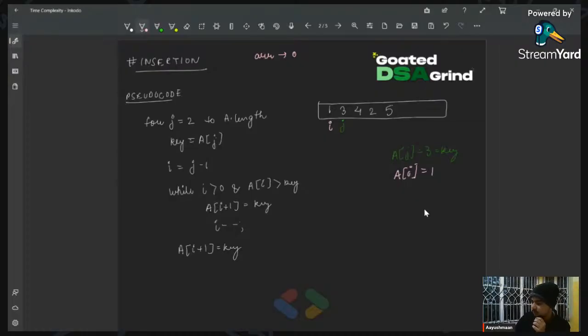So we know a of I is not greater than 3. So this loop will not execute. Okay. For now, moving on to the next part, j will now move to 4.